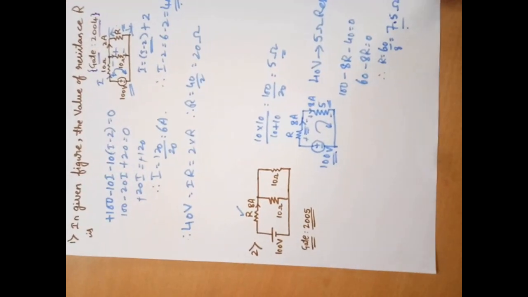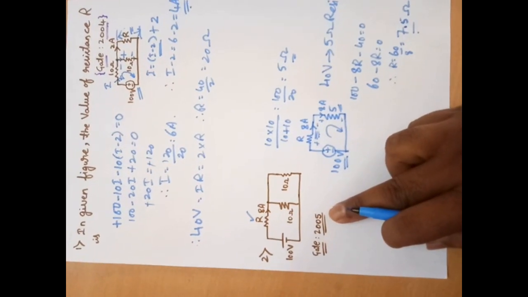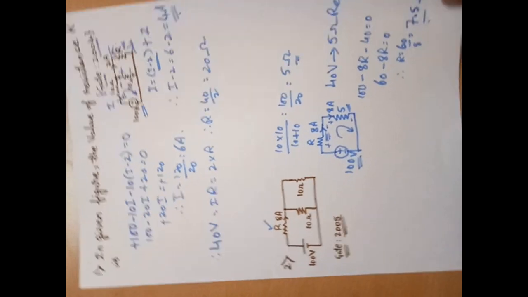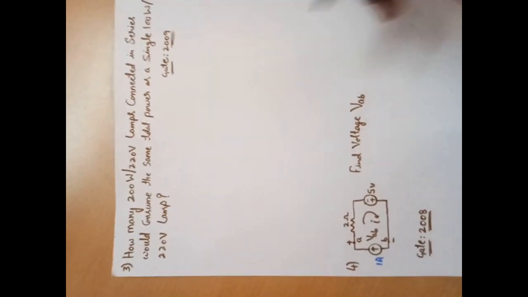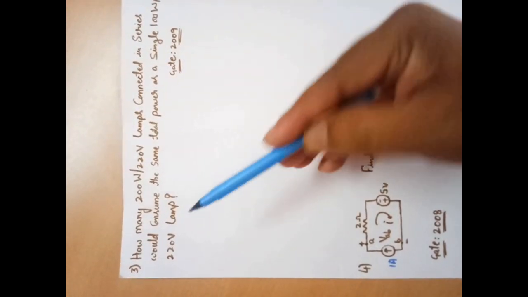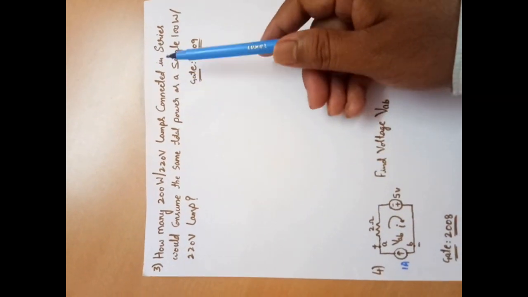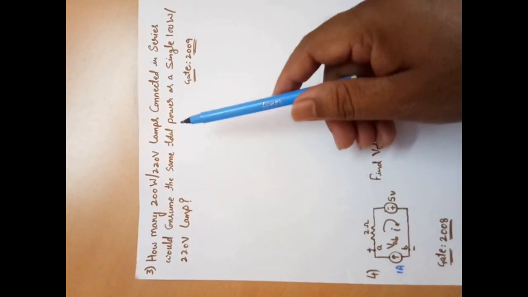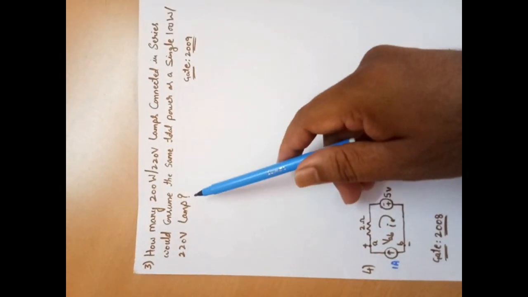This is how we can simplify the answers here. This is the question asked in the year 2005. Now let's take up another question which was asked in the year 2009. Here it is. In the year 2009, the question is something like this: how many 200 watt, 220 volt lamps connected in series would consume the same total power as a single 100 watt, 220 volt lamp?